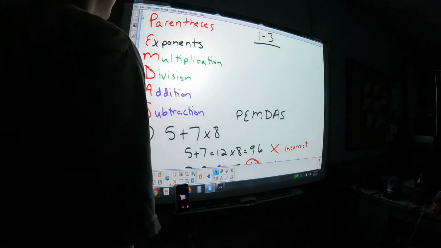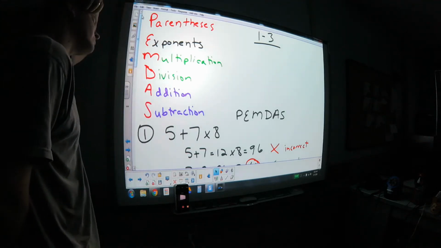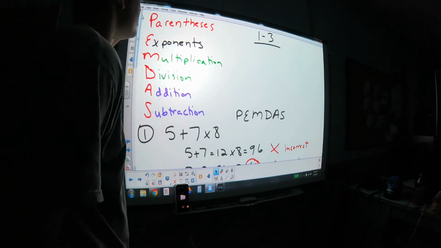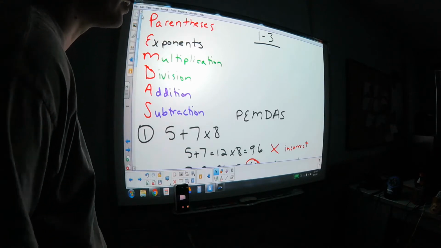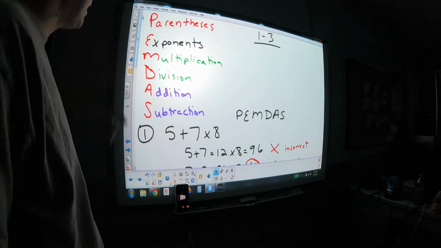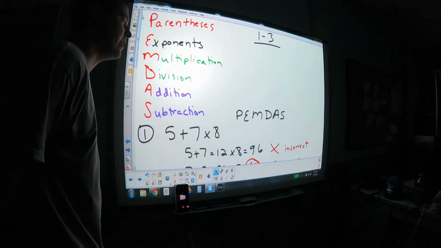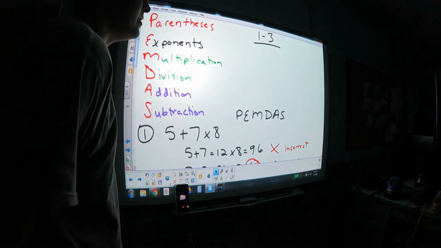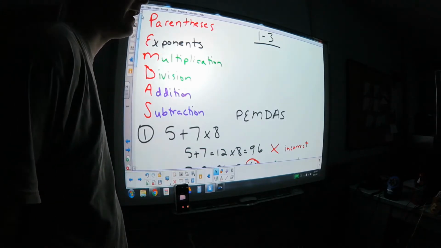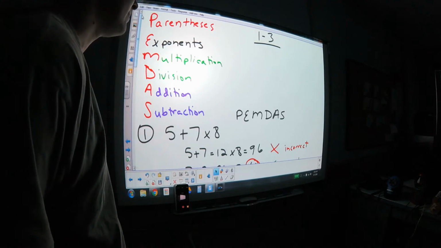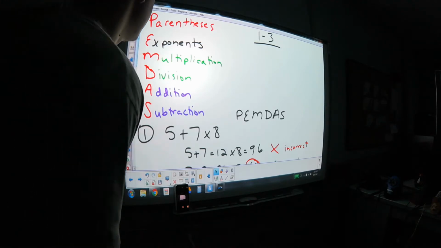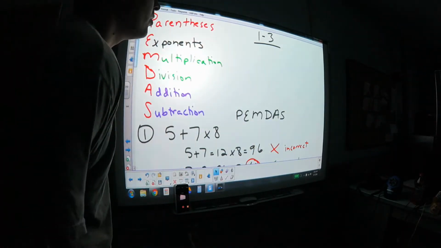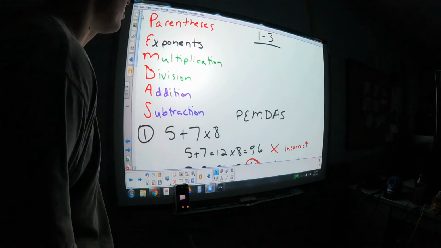All right, welcome to 1-3, which is order of operations. So order of operations is the order that you do an operation: addition, subtraction, multiplication, division, etc. And there's an acronym which is the letters PEMDAS. You could say Parents Eat Multiple Dinners at, I don't know, at Susie's. Whatever you need to do to remember PEMDAS. But PEMDAS is the order that you do the operations within a problem.